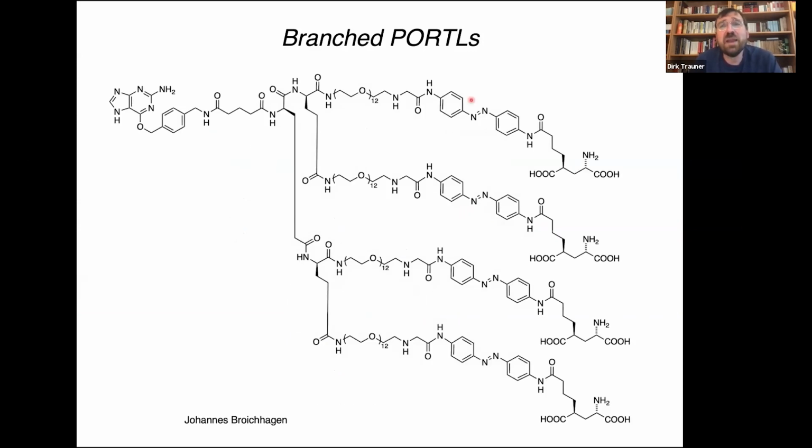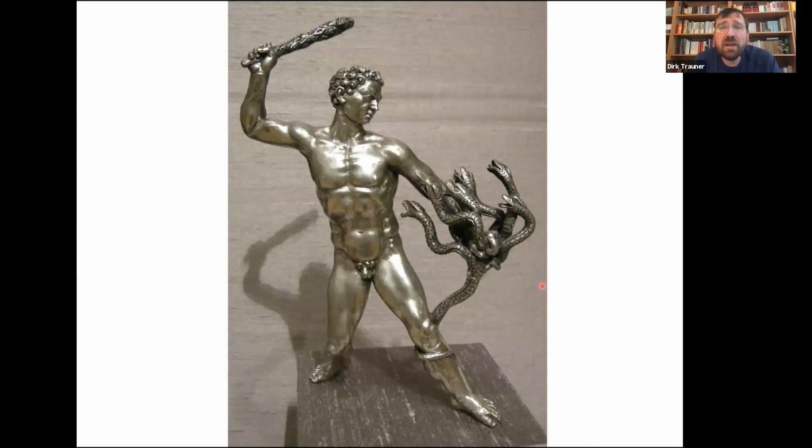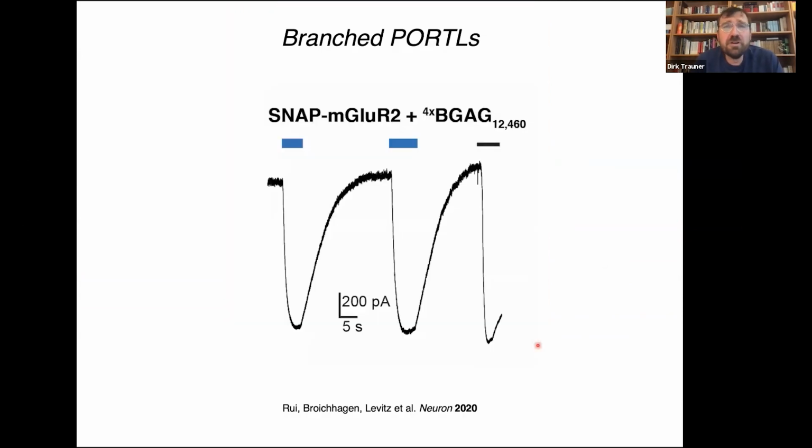Maybe let me go to that molecule right away. This is one that Johannes made with 4 of these photoswitchable molecules now on, and I always like to compare this to the Hydra. It's almost impossible to beat this down anymore when you are a receptor and they're going after you, and that's what you see here. Because now the response upon irradiation is as strong as saturating glutamate. This is 1 millimolar saturating glutamate.